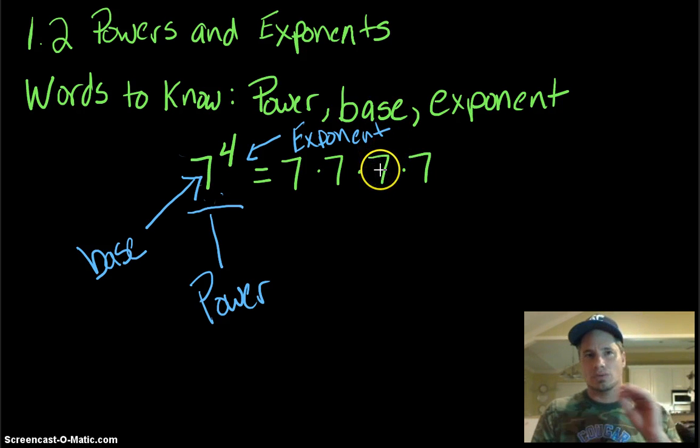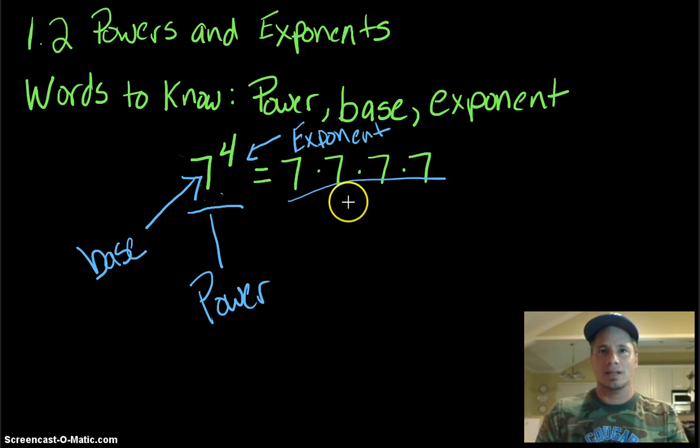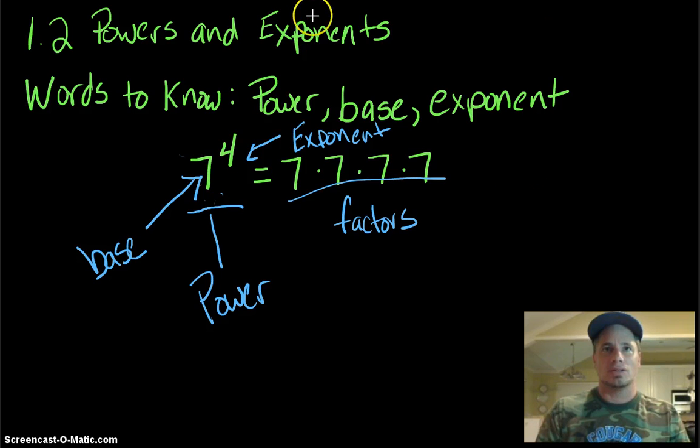Okay, so we have two parts in a power. We have the base, we have the exponent. Now these are, oh, that's a terrible line, factors. So 7 to the 4th power is the same as 7 times 7 times 7 times 7. Let's look at the next page.